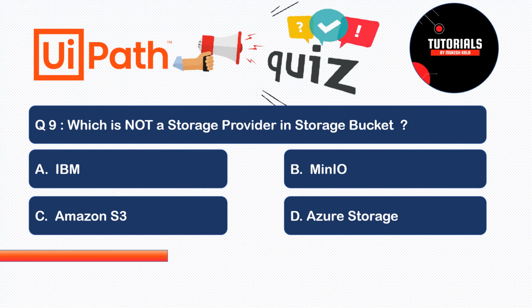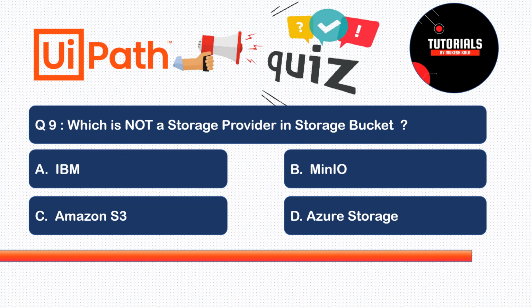So we have to tell which is not a storage provider. Is it A, IBM, B, MinIO, C, Amazon, or D, Azure? And the correct answer is IBM. We do not have any storage provider called IBM. We have MinIO, we have Amazon S3, we have Azure Storage, but we do not have something called IBM.